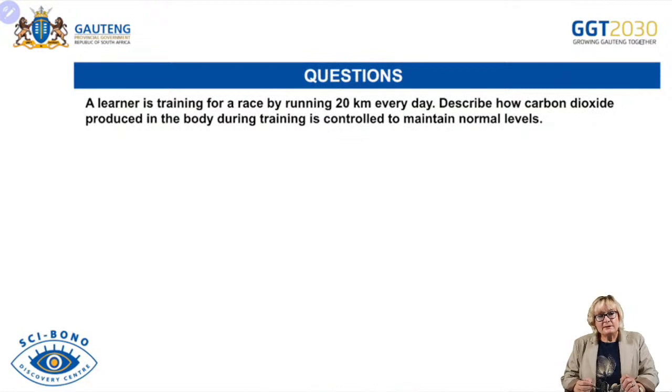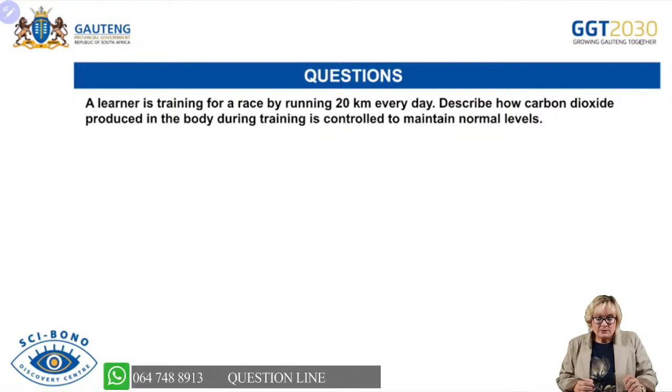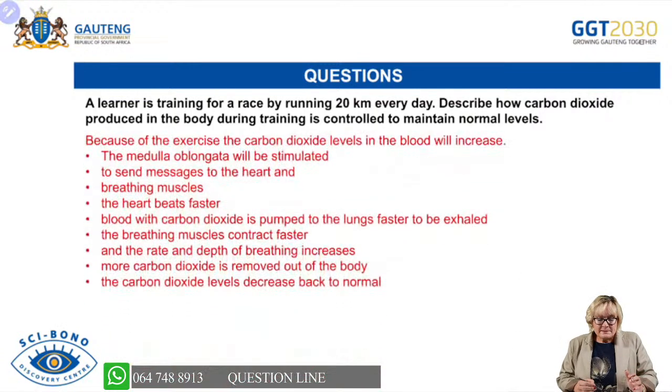All right, let's look at a question. A learner is training for a race by running 20 kilometers every day. Describe how carbon dioxide produced in the body during training is controlled to maintain normal levels. Exactly what we've done in the 7 steps. I'm not going to go through this again in detail because you have actually looked at this.